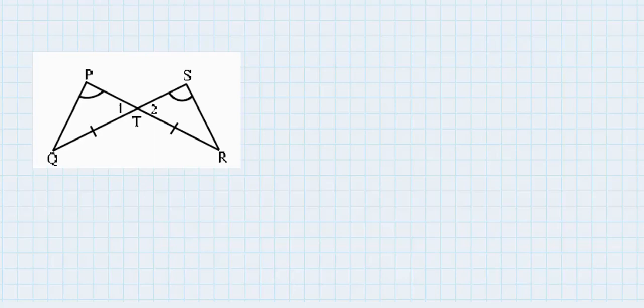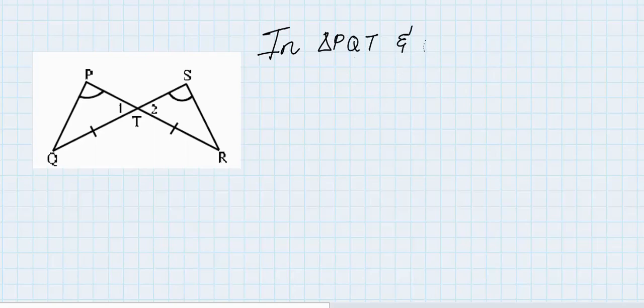Okay, now let's look at this one. So on this one, what do I have? I have these 2 triangles and I'm supposed to prove congruency too. What is the first step? Identify the triangles. So I'm going to say in triangle PQT, you see that, and triangle SRT. That's what I have so far.